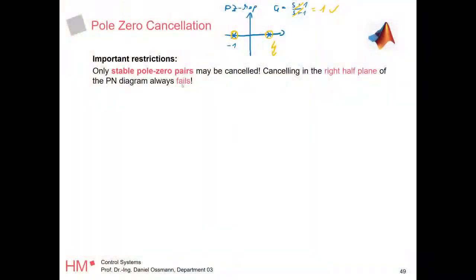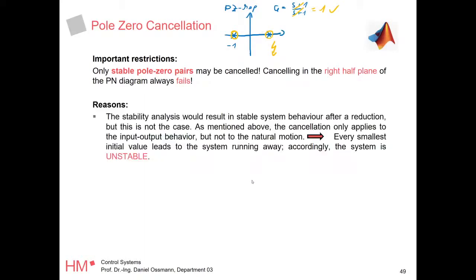And if you're off just by a small percentage when canceling it, then this eigenmode will show up and it goes to infinity. So, bottom line, never ever do a cancellation in the right half plane. I will have a MATLAB example in a second. Why should you not do it?